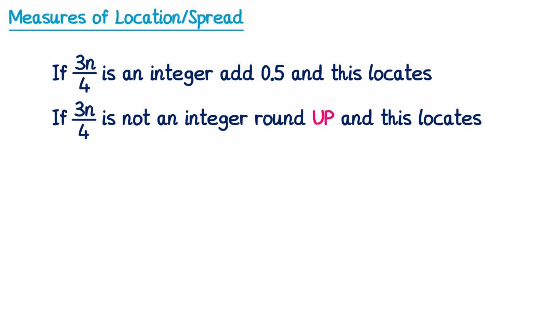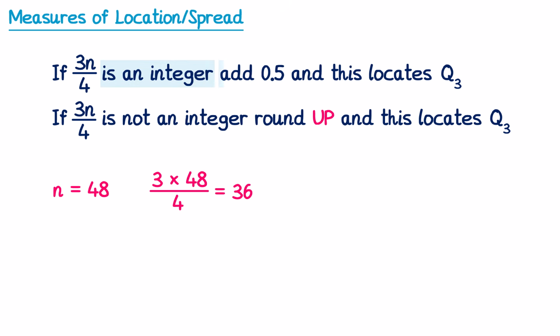You can think of this as 3/4 of n. Here's some examples. So if n was 48, we do 3/4 of 48, and this will give you 36. This is an integer, so we add the 0.5, which gives you 36.5. So that's the position of Q3, the upper quartile.